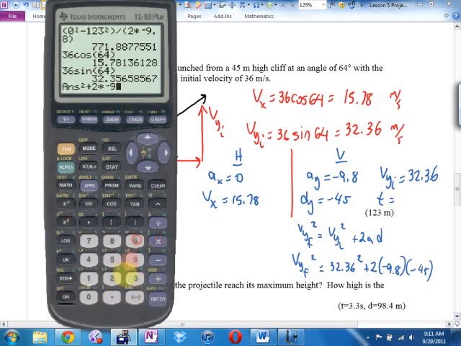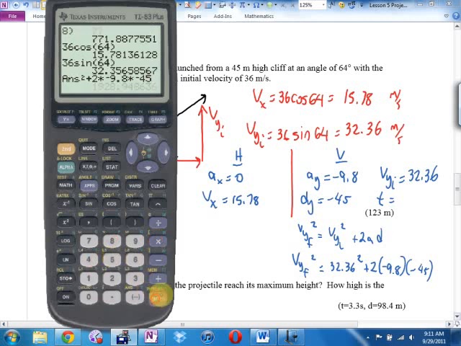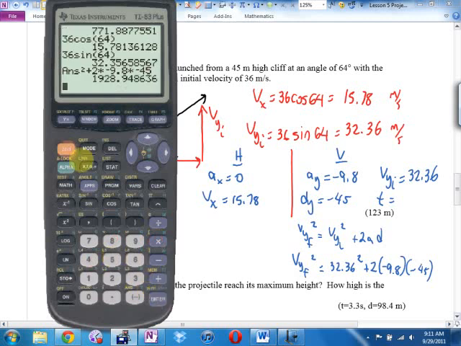And Caitlin, what will I do at the very, very end? I will square root. And I get 43.9, which is actually wrong.